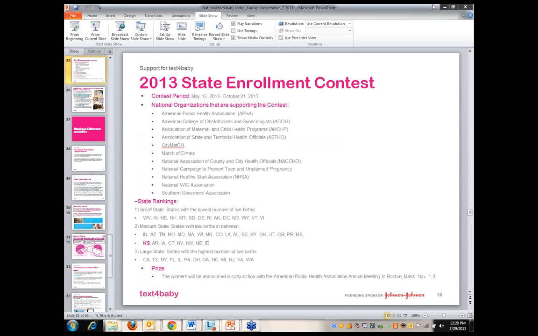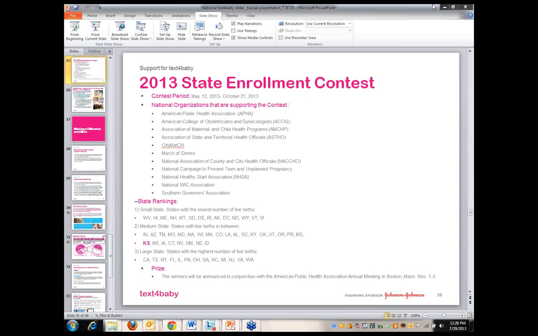So I wanted to talk about the state enrollment contest we are currently in. This is the third year that we've done this. It was launched on May 12th, and it's going to go until October 21st. The contest is meant to revitalize efforts in our state and get partners excited about promoting the service in new, creative ways.